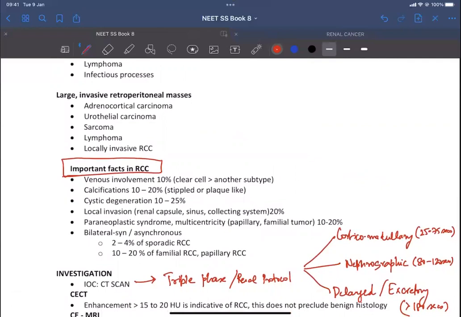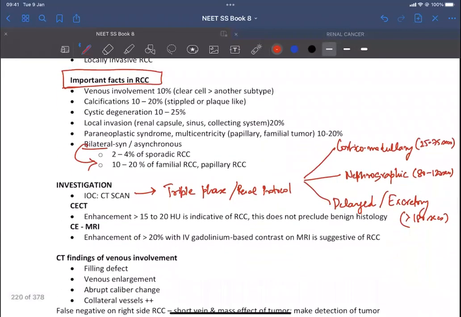There is somewhat like a 10% rule. 10% have venous involvement, about 10 to 20% have calcification, 10 to 25% have cystic degeneration, paraneoplastic again 10 to 20%, bilateral tumors 10 to 20% in familial cases, and it's 2 to 4% in sporadic cases. So again, key facts just highlighted so it's easy for you to read. You don't have to look in different places.